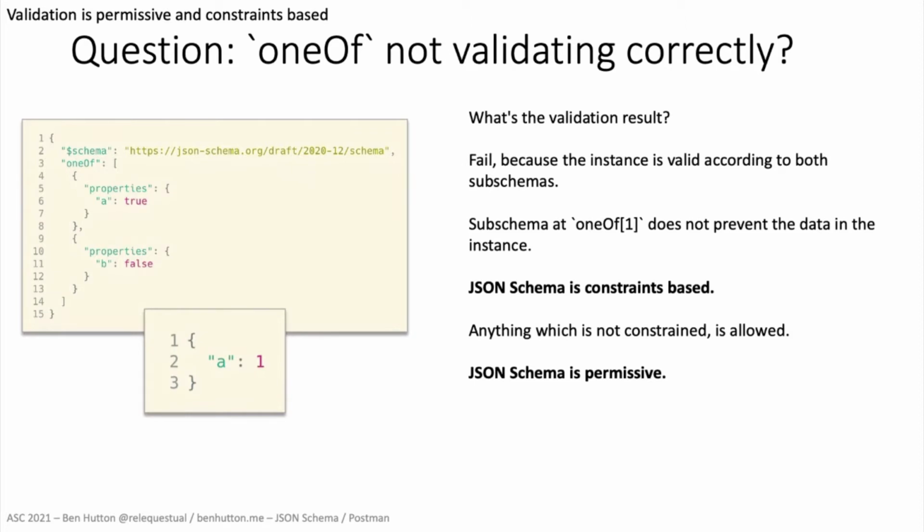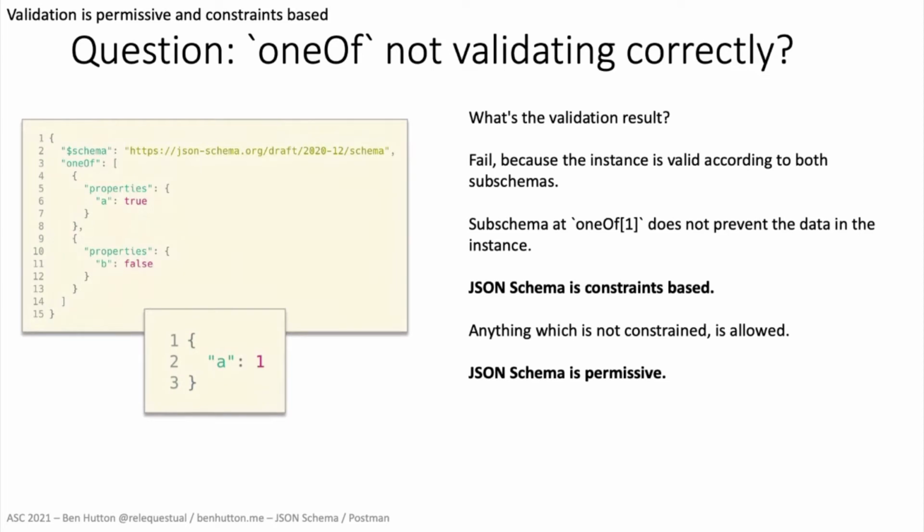The oneOf keyword expects that only one of its subschemas in the array value should pass validation. Is the second schema passing validation? Yes, it is. There's nothing in the second subschema to prevent the data defined in the example instance. As a result, the two subschemas are not mutually exclusive, and the required assertion for oneOf fails. JSON schema is permissive.